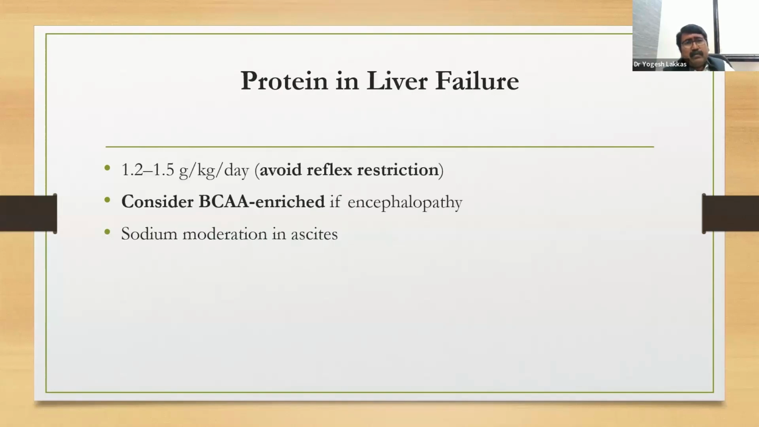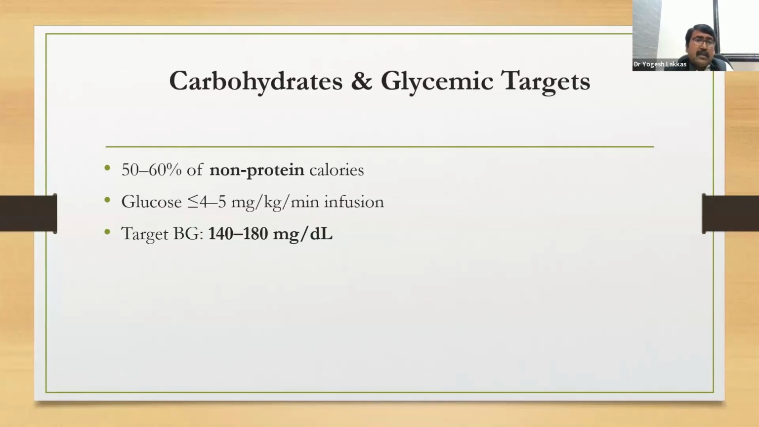Protein in liver failure: 1.2 to 1.5 gram per kg per day. Just avoid the reflex restriction of protein in each and every patient with liver failure. Consider branched-chain amino acid enriched formulas if encephalopathy is there. Sodium moderation will play an important role in the treatment of these patients.